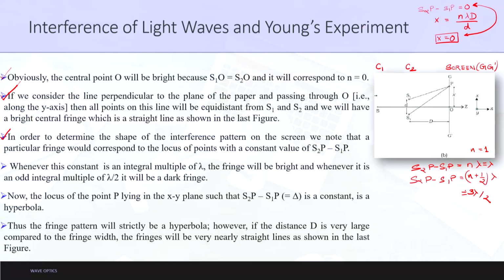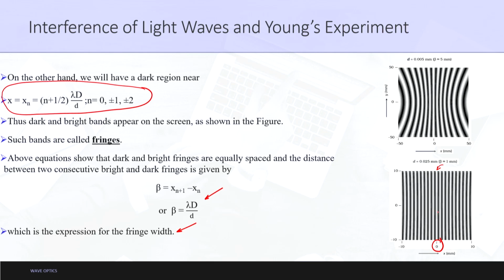Why will they have the same fringe? Because the phases are locked. If the phases are locked, the intensity coming from the same independent sources will always be the same. So in order to determine the shape of the interference pattern on the screen, we know that a particular fringe corresponds to the locus of points with a constant value of S2P minus S1P. We can take any random point, and whenever we calculate, the random points we get lie on a straight line only. Hence we find a fringe in a straight line.